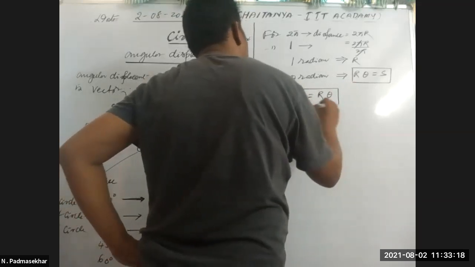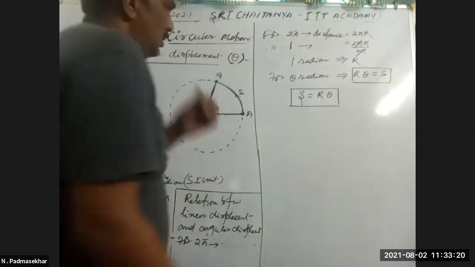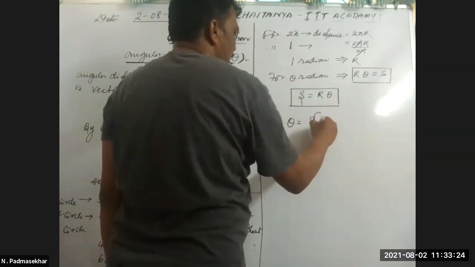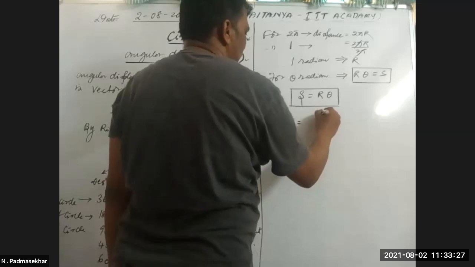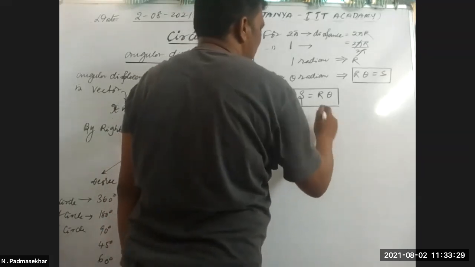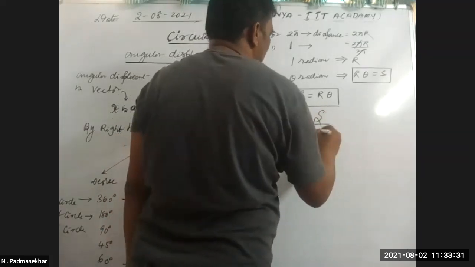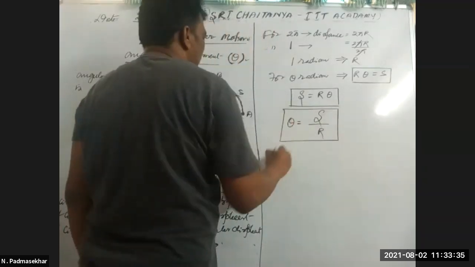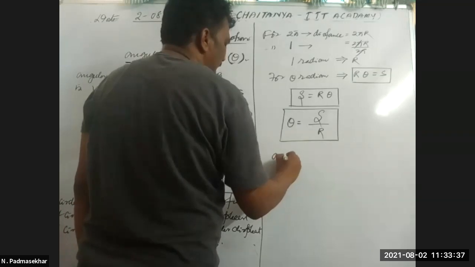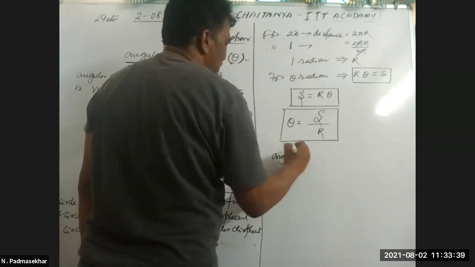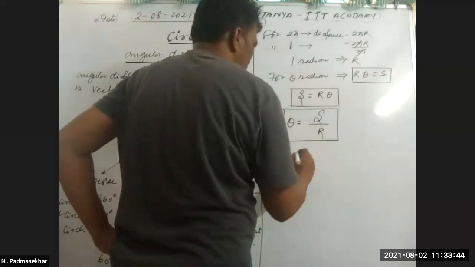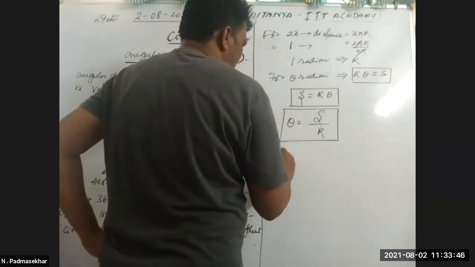Linear displacement. Now, rearranging this, theta is equal to s by r. Theta is equal to s by r. And what is theta? Angle, otherwise called angular displacement.